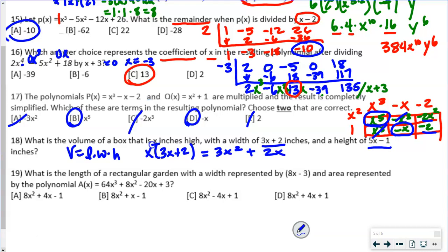Now we're going to multiply that. We're going to use our little box. We like the box. So we're going to do that, and we're going to multiply that by this 5x minus 1. So we're going to do 5x and a minus 1. Okay, and I'm going to use my box because I like it.